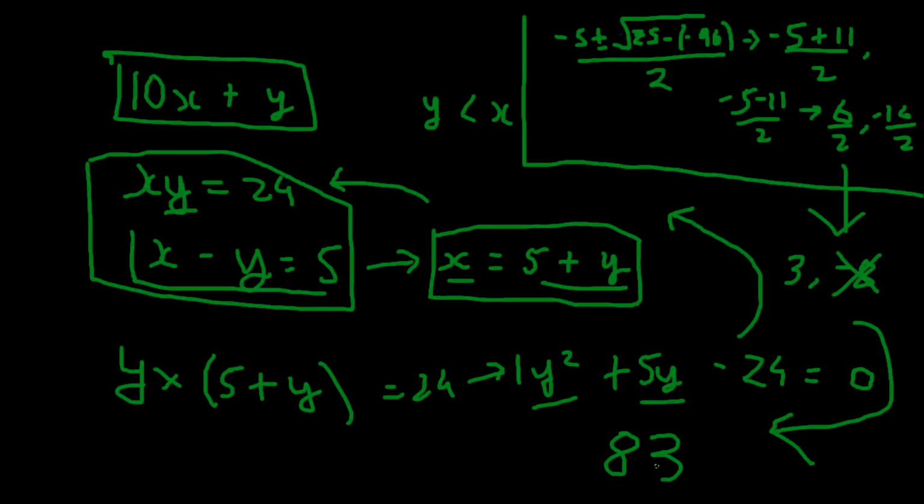I'm just going to verify just so you know that it does fulfill both the conditions. x into y is 24. 8 into 3 is 24. And x minus y is 5. 8 minus 3 is 5. And yeah, I think that's it.